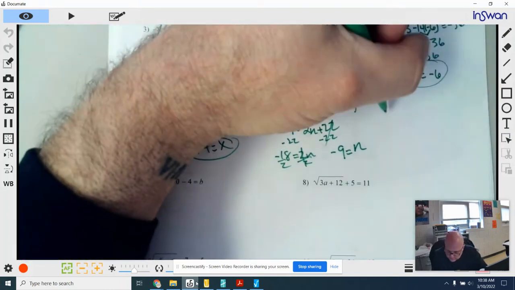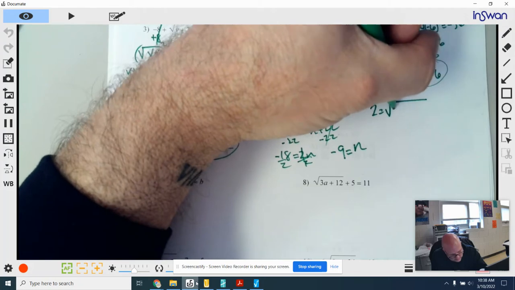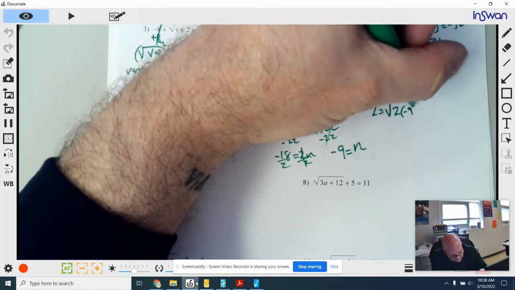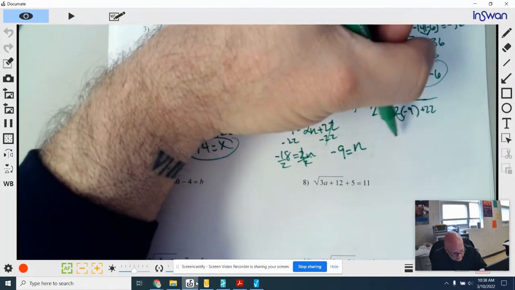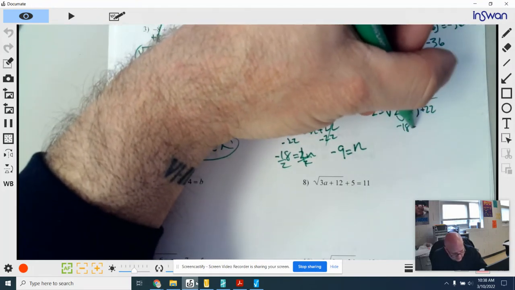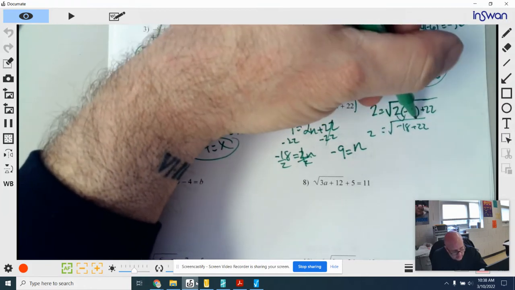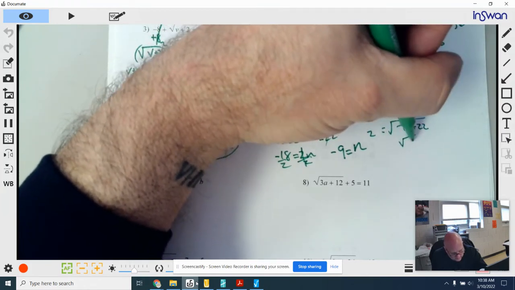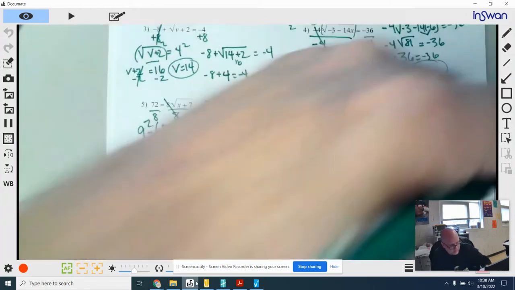Okay, go back to the original equation. Let's plug it back in. 2 is equal to the square root of 2 times negative 9 plus 22. Okay, so we get negative 18 plus 22, and that's going to be the square root of 4. I know the square root of 4 does equal 2, so that one also works.